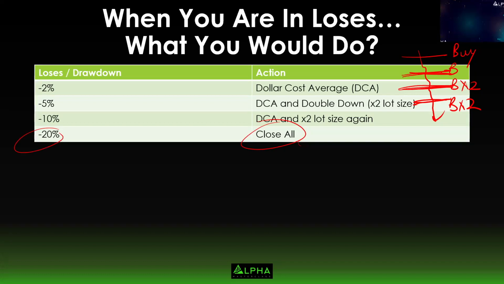At 20%, usually I will recommend all the students to close all already. Because if you can lose 20%, that means something is wrong with the market and you should quickly run away. Don't do anything riskier after that. You should stop here and restart from zero again. Restart means pump in your money and get started again.